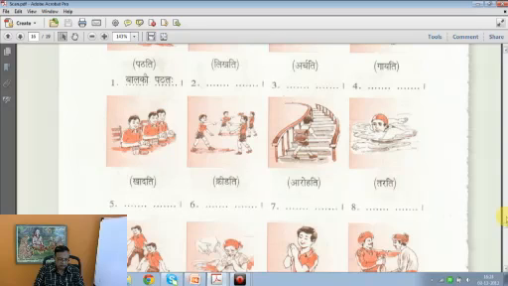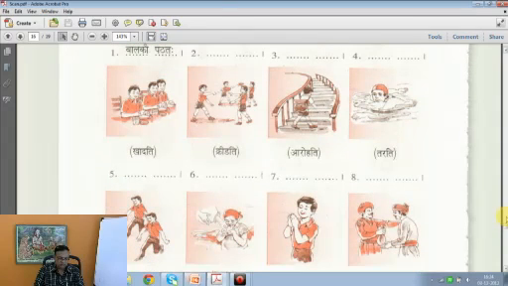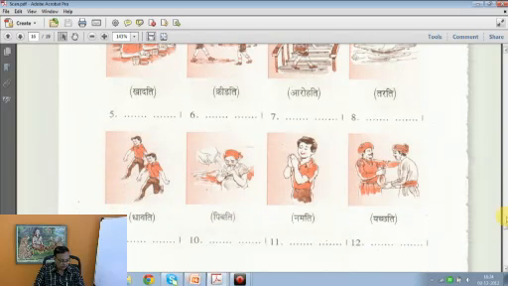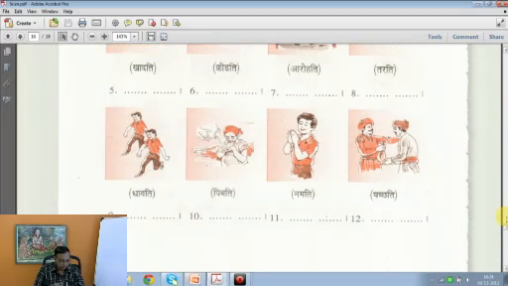Tarunaha tarati. Young man is swimming. Then down, the ninth one. Tarunau, two young men are running. Tarunau dhāvataha. Dhāvati, you put it in dvivachan. Dhāvataha.